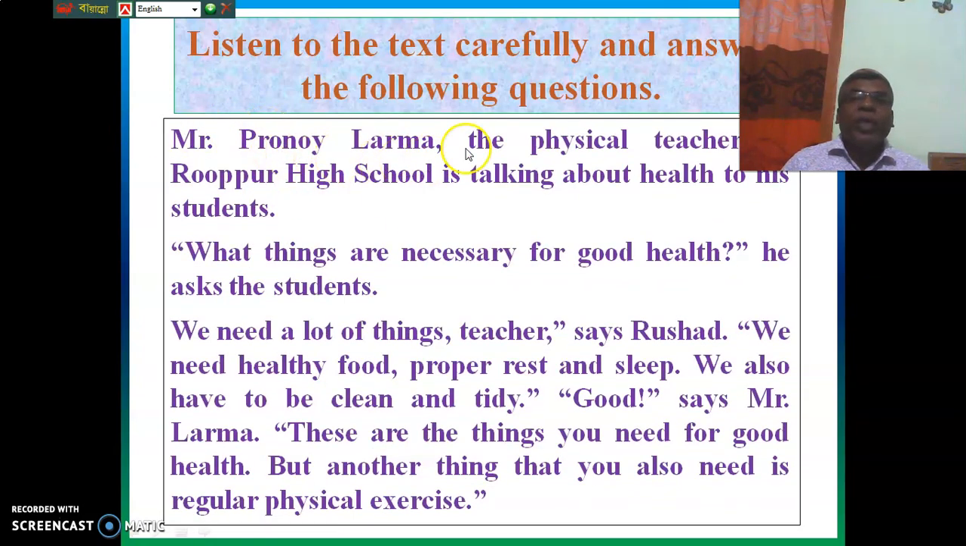Mr. Pranay Larma, the physical teacher of Rupur High School, is talking about health to his students. What things are necessary for good health? He asked the students. We need a lot of things, teacher. Say, Rusha. We need healthy food, proper rest, and sleep. We also have to be clean and tidy. Good, says Mr. Larma. These are the things you need for good health. But another thing that you also need is regular physical exercise.